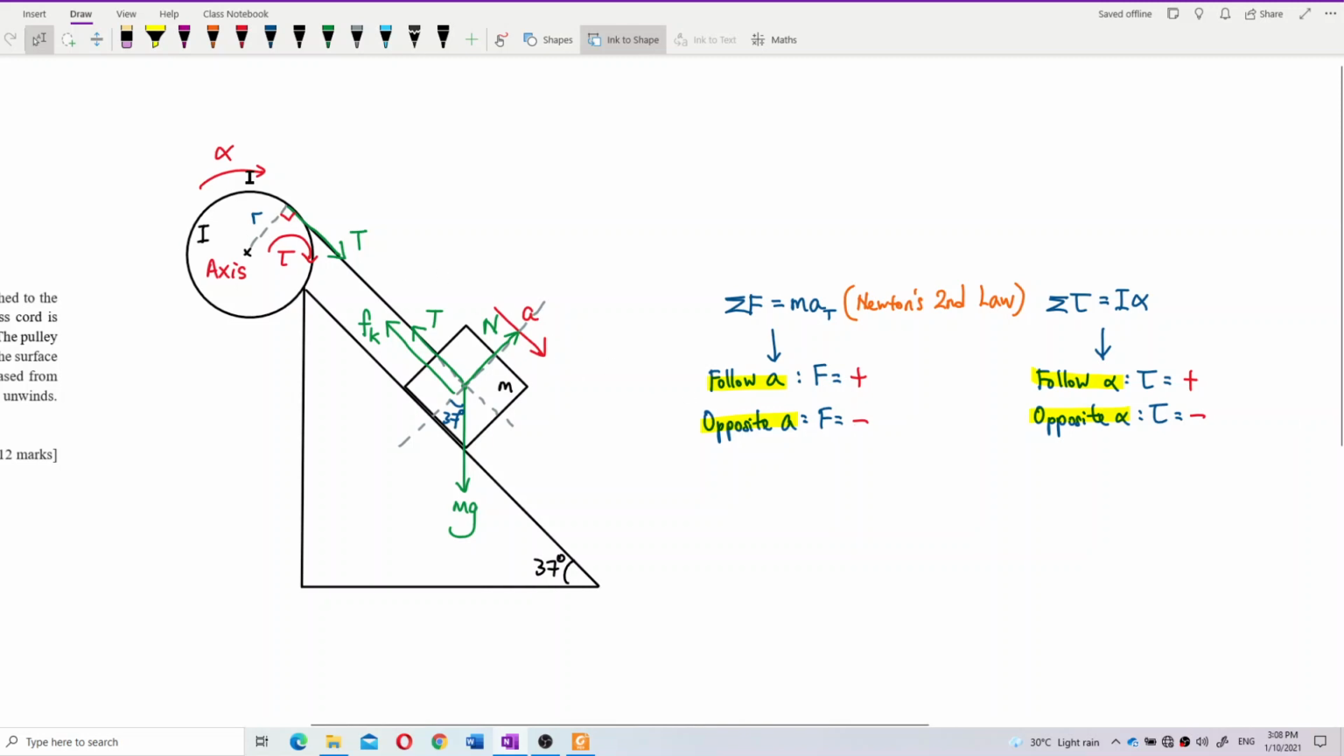And for the rotational motion, follow the angular acceleration. The torque which follows the angular acceleration is positive torque, and any torque which is opposite to the angular acceleration is negative torque. And how to relate a and alpha? We use a equal to R alpha. So you can proceed with these questions. The important thing is to draw your free body diagram correctly. That's all for these questions.